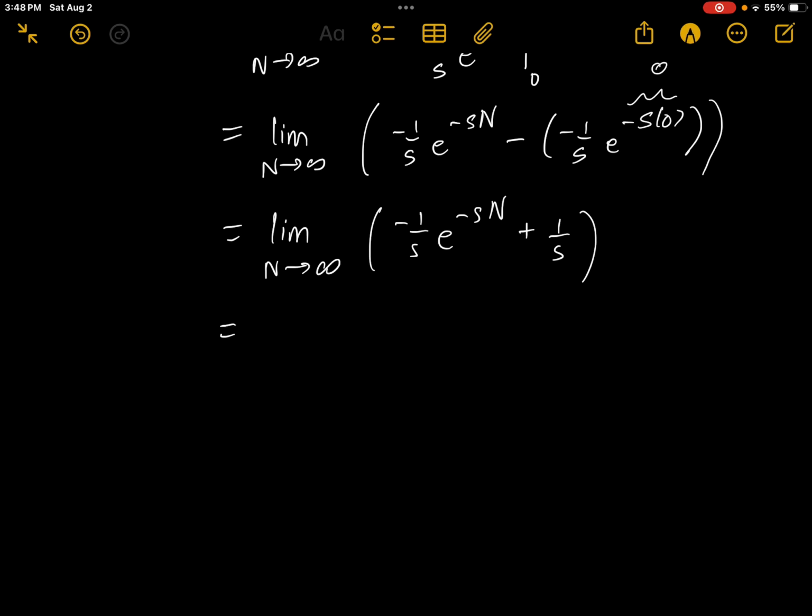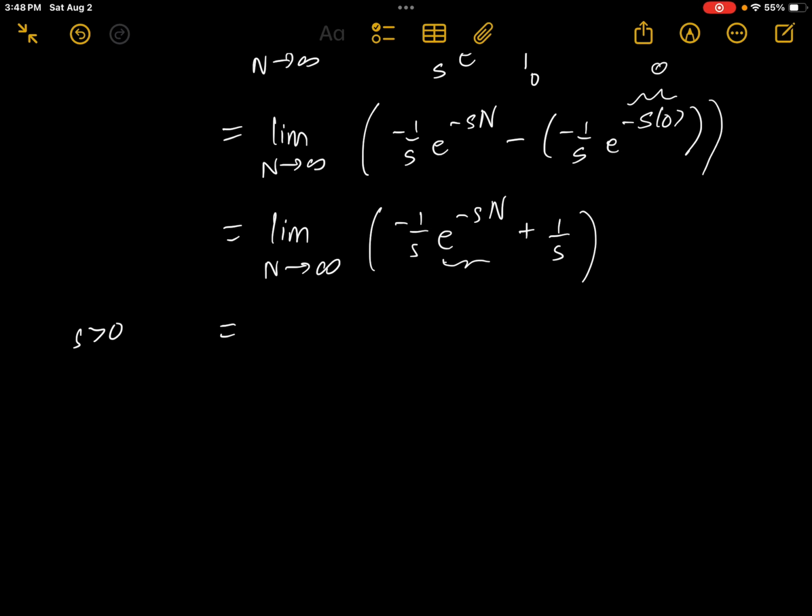Now, you have this e to the minus sN, right? If s is positive, then what happens as N goes off to infinity? You're going to get e to something where the exponent is going to negative infinity. So when you do e to that, what's that going to approach? That's going to approach 0.